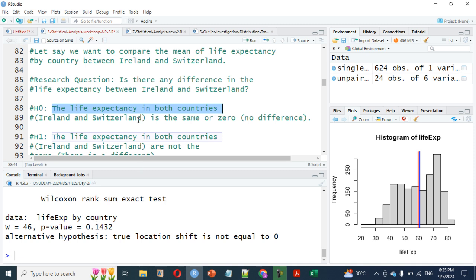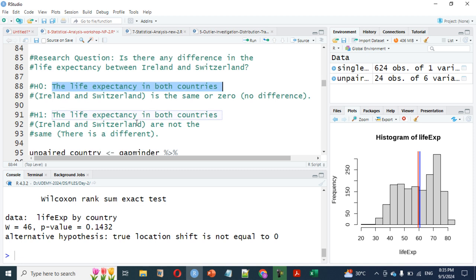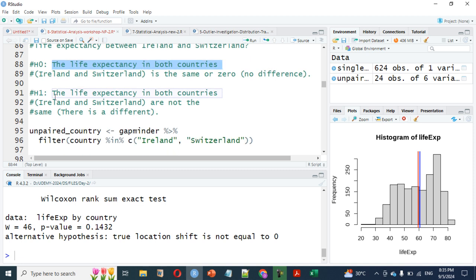So we do not reject this, but we reject this, the alternative, that says they are not the same, because it's not significant. All right, so that is how to test for that.